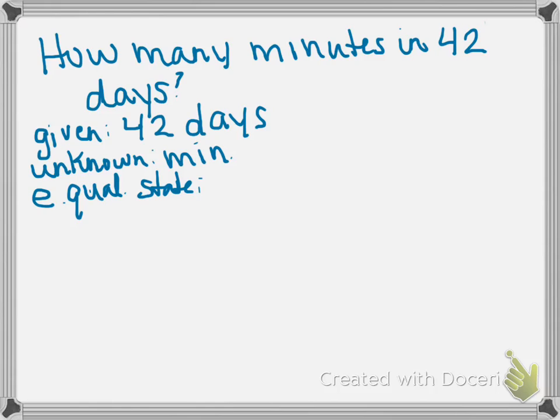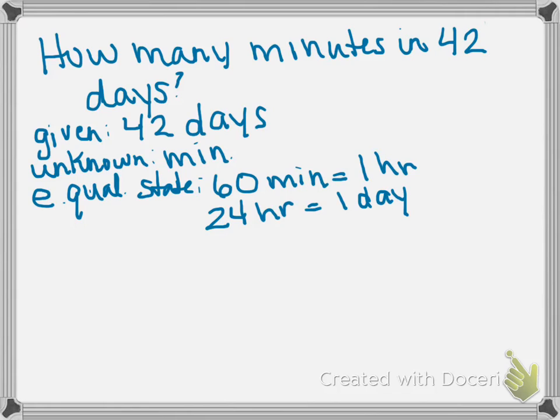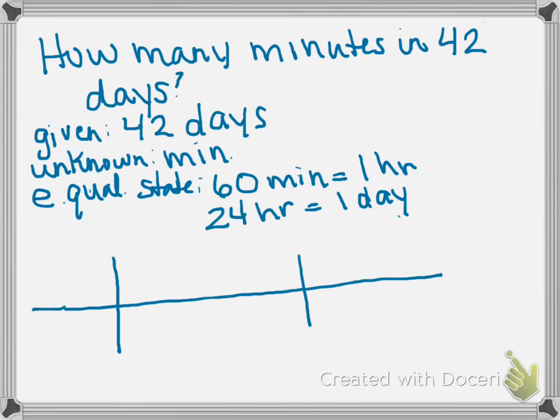Now, I don't know right off the top of my head how many minutes there are in 42 days, or how many minutes there are in a day for that matter. What I do know is that there's 60 minutes in 1 hour, and I also know that there are 24 hours in 1 day. Okay, so now I have 2 equality statements that take me from days to minutes. Now, if I have 2 equality statements, this is where I have to set up my truth table with 2 parts, 1 for each equality statement. I'm going to set it up the same way.